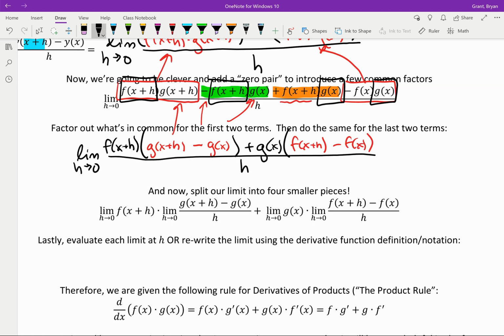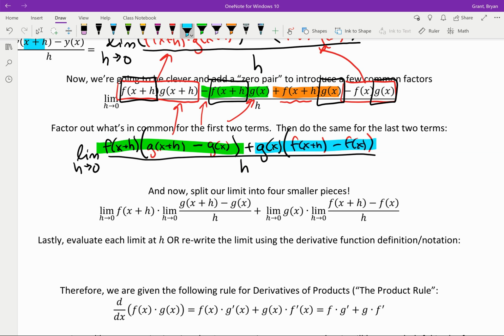Now, from here, we're actually going to split our limit into 4 smaller pieces. These 4 smaller pieces take a little bit of getting used to, but I think you're going to be okay. So ultimately what we have here is one giant term plus another giant term, and they're both over h. So what we can do is split, and I probably should have done 2 different colors here. Let's do this one in blue. We can split this fraction into 2 smaller fractions that are both divided by h.